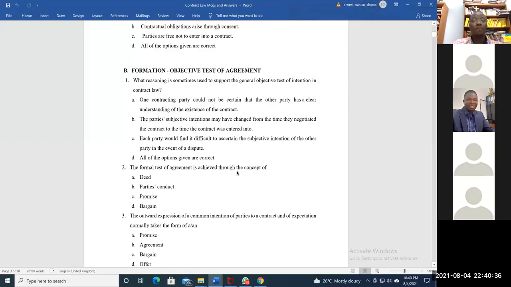internet problem. So B, the party's subjective intention may have changed from the time they negotiated the contract to the time the contract was entered into. C, each party will find it difficult to ascertain the subjective intention of the other party in the event of a dispute. D, all of the options given are correct. So which one do you think is the correct answer?